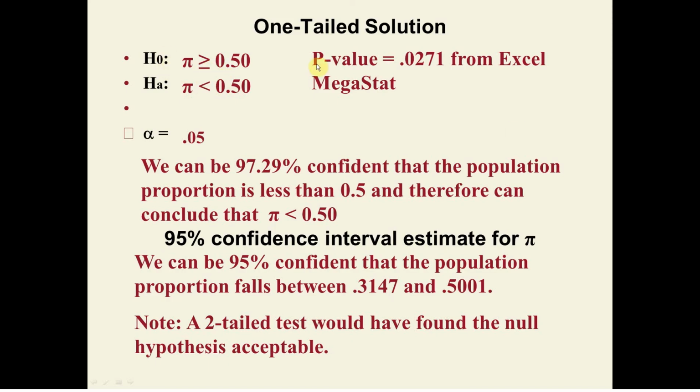If we run it through the z-test in Megastat, we get a p-value of 0.0271, and we see that 0.0271 is less than 0.05. Therefore, we do have sufficient evidence to reject the null in favor of the alternative. So the evidence is supporting that the alternative is true. How confident are we? 1 minus this p-value, which is 97.29%. So we can be 97.29% confident that the proportion of ranch-style homes is less than 50%. Okay?